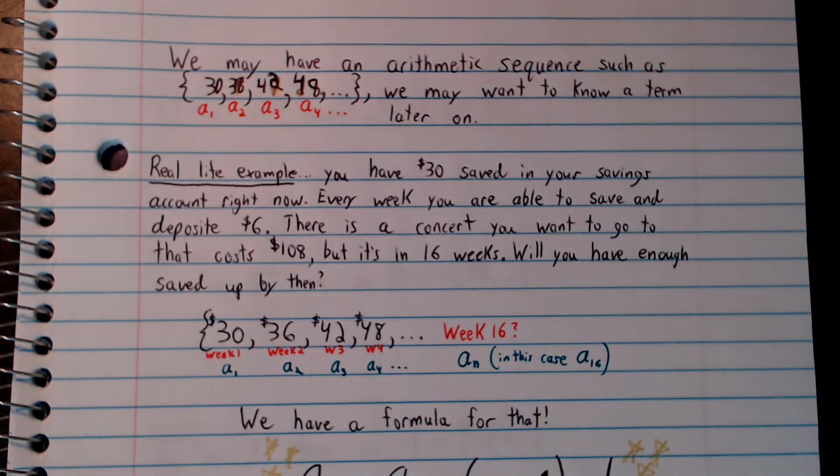So if there's a concert that you want to go to and it costs $108, but it's in the next 4 months, 16 weeks, will you have enough money saved up by then? If this is the case where you're adding $6 each time to that little piggy bank, what number will you have right here at week 16? That would be the nth term, the 16th term. Okay, but we have a formula for that.